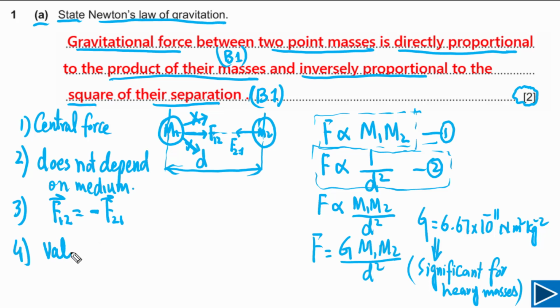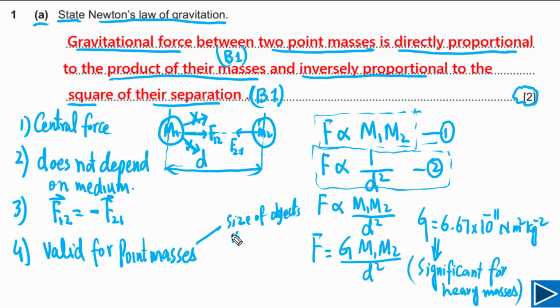Newton's law of gravitation is only valid for point masses. So the size of the object has to be very small. Point masses simply means that the size of the object is very small, so we can treat it as a point mass.